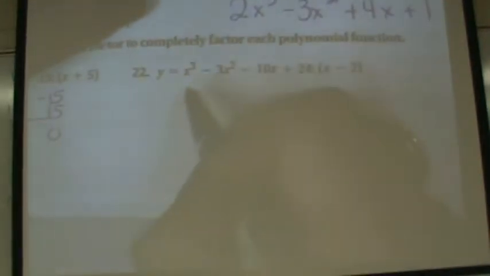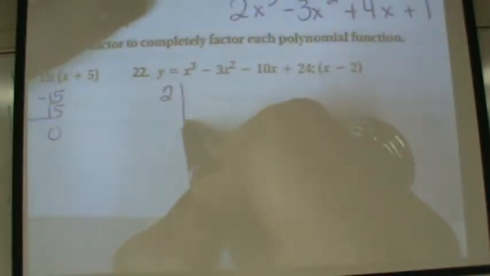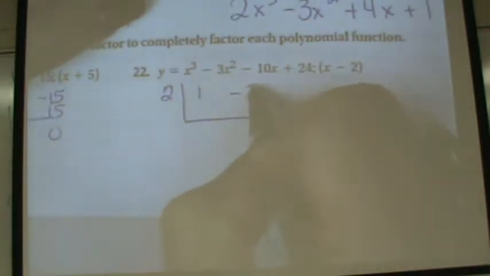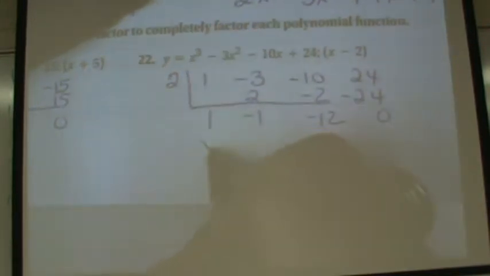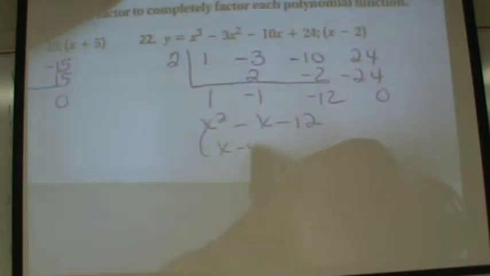Number 22, you'd put a 2 outside, and you're left with 1, negative 3, negative 10, 24. Bring down the 1, you get 2, negative 1, negative 2, negative 12, 20, negative 24, 0. So you have 1x squared minus x minus 12. Factor: (x minus 4)(x plus 3). This is what this factors to be. And then bring down your x minus 2.